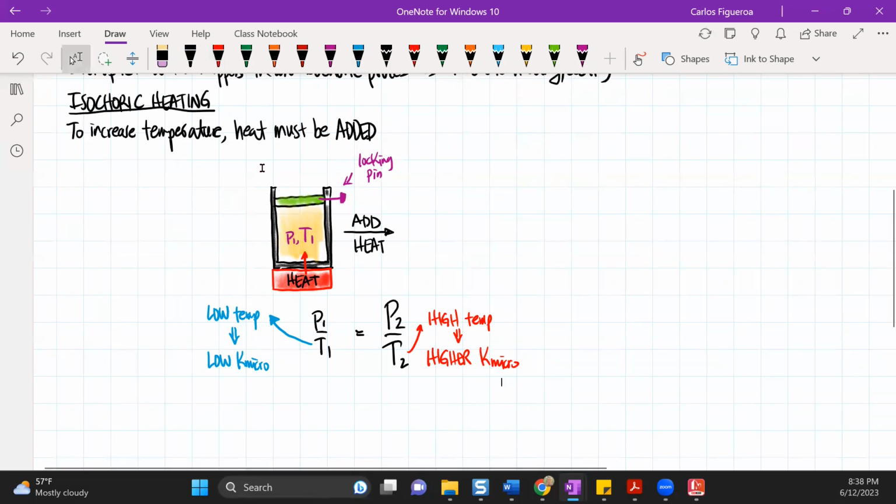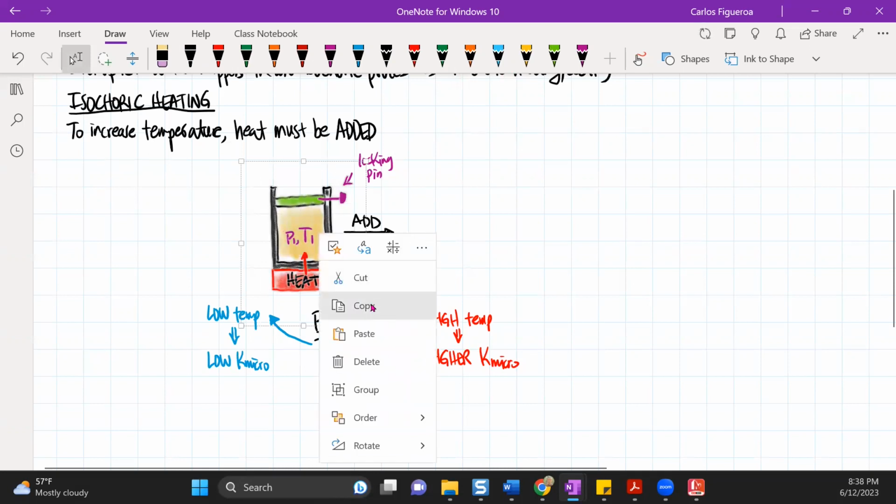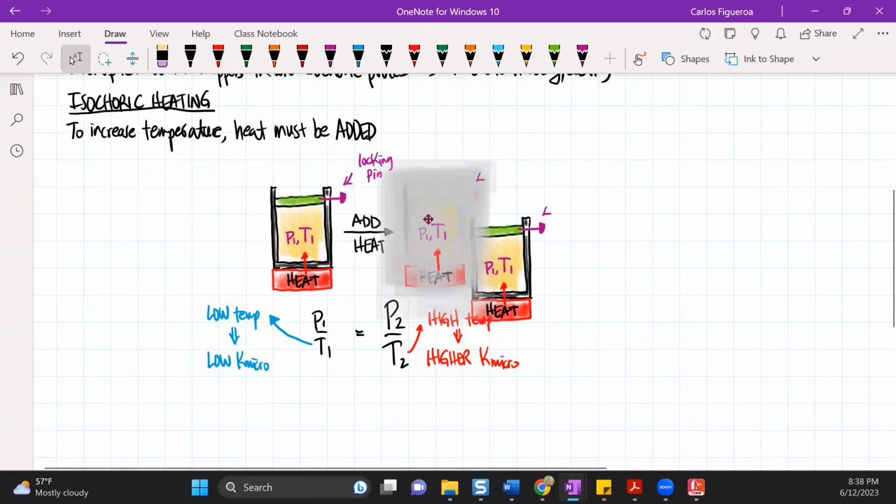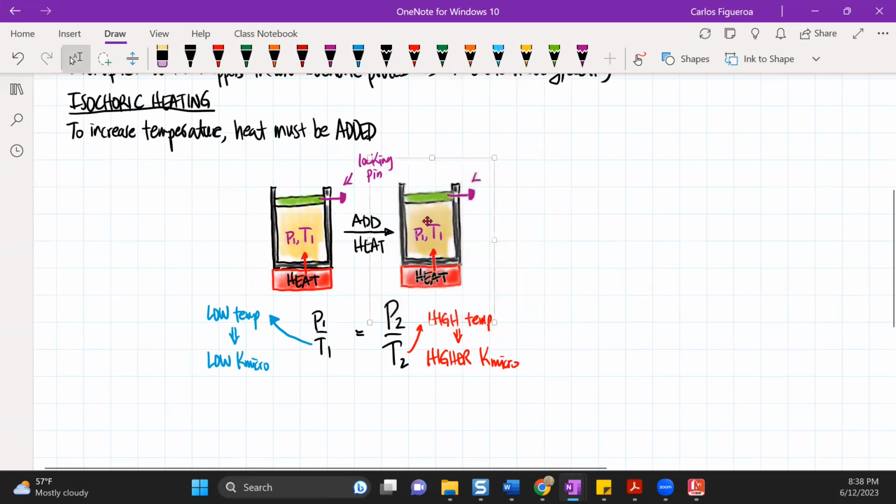So now what I'm going to do here is I'm going to copy this setup and I'm going to transfer it over to here. And then what I'm going to do here is that I'm going to adjust it now. So what happens when I do that? Well, what happens here is that I know that the pressure has to go higher as well as the temperature.